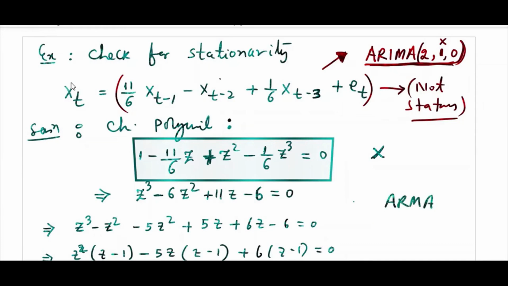Sometimes what happens is you don't have an integrated effect, but you have some other thing like seasonal, or maybe there is a strong doubt. This is not integrated. This is not integrated. So non-stationarity could be due to any of the reasons. This is one of the reasons.